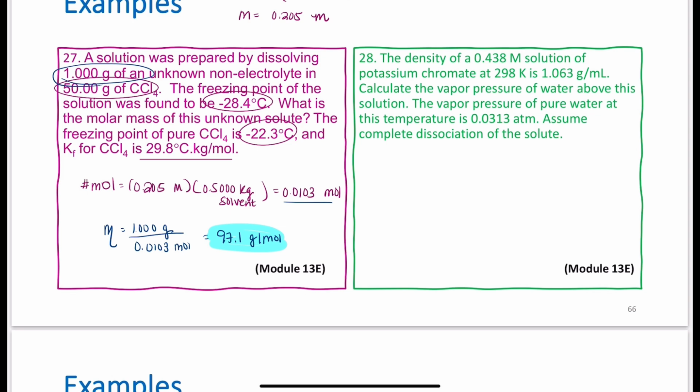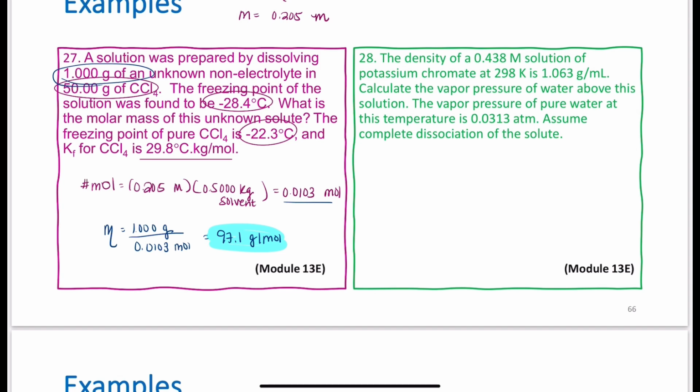Okay, let's see, number 28. The density of a 0.438 molar solution of potassium chromate at 298 Kelvin is 1.063 grams per mL. Calculate the vapor pressure of water above the solution. The vapor pressure of pure water at this temperature is 0.0313 atmospheres. Assume complete dissociation of the solute.